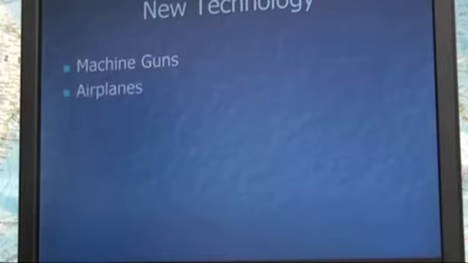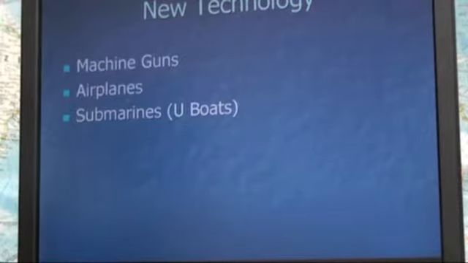There was a lot of new technology during World War I, including machine guns, airplanes, submarines or U-boats, which were used a lot by Germany, including to sink our ships that were supplying the Allies, poison gas and gas masks, and tanks. This was a devastating advance in warfare.